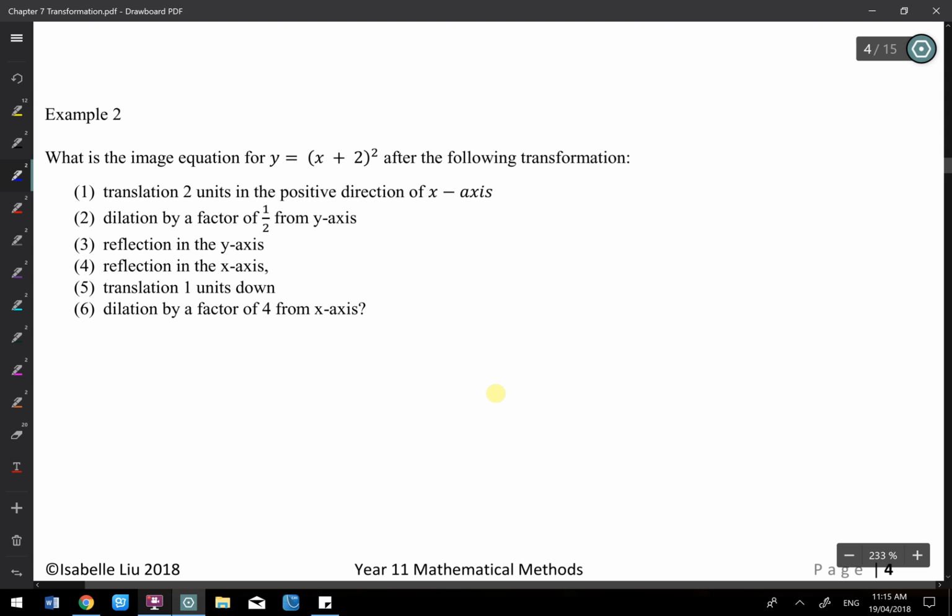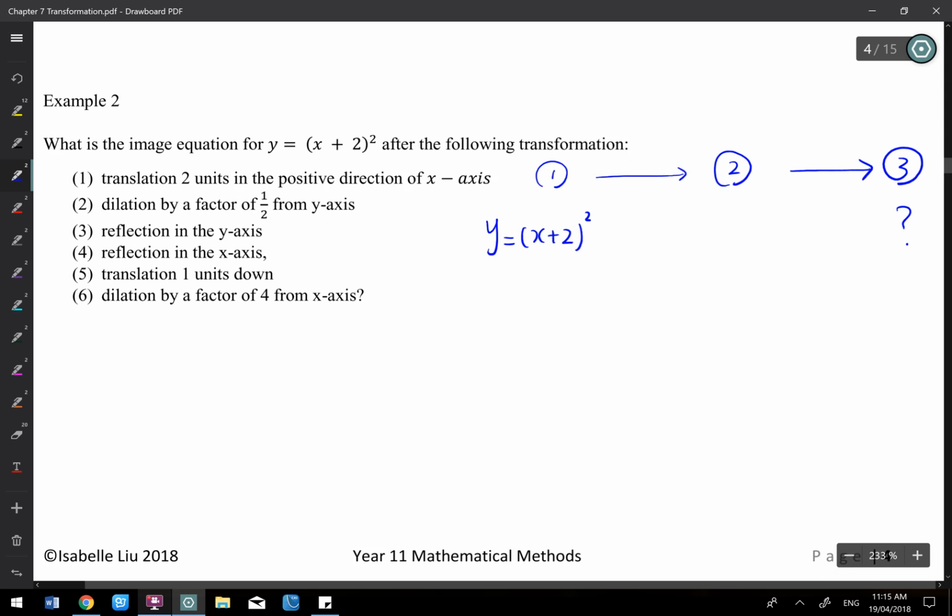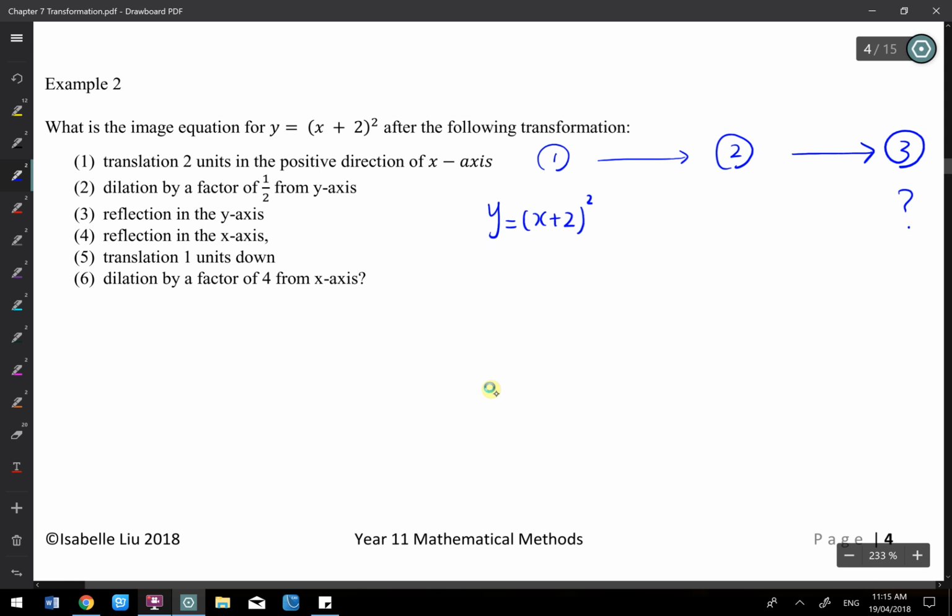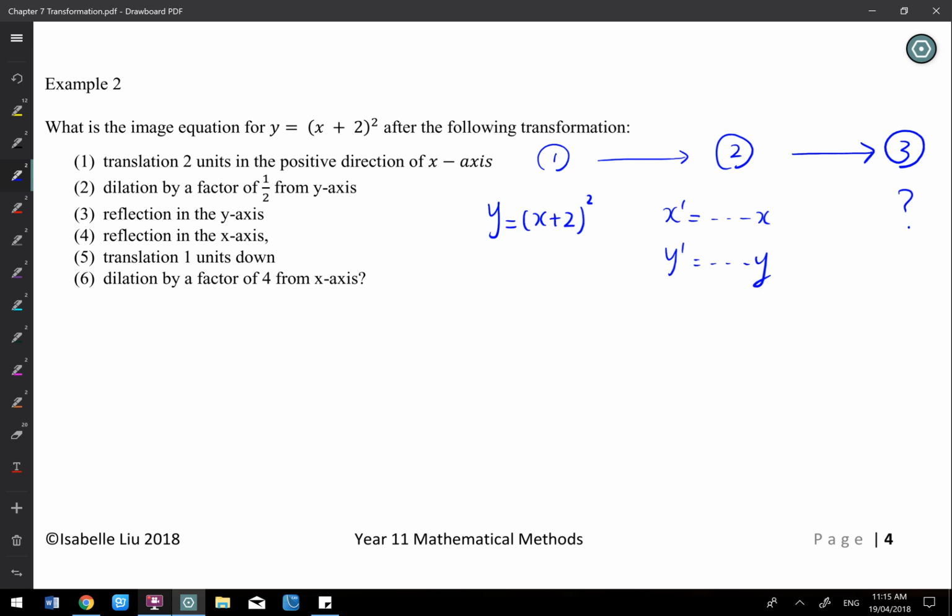So this type is, well, we have 1, 2, and 3. So 1, we have y equals (x plus 2) squared. Okay, because it's original, we have x and y. What we are interested in is this question mark. So now you know we need to write 2 equations: x dash equals to some x, y dash equals to some y, according to the description of the transformation here. So what we can write now, before it's really easy: dilation by a factor of 2 from the x-axis, y dash equals 2y, done.